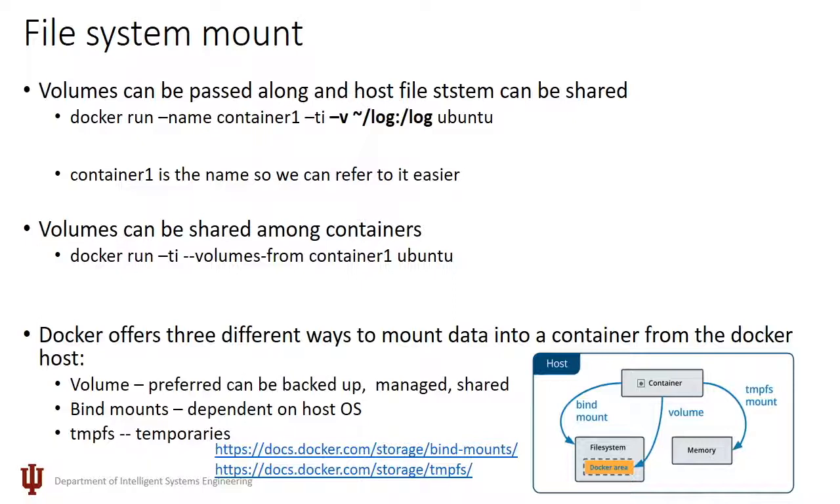So Docker offers three ways to mount data into my container: either through volumes, as I said, through bind mounts, which is dependent on the host operating system, and through temporaries. Volumes is probably the most convenient for you to use.